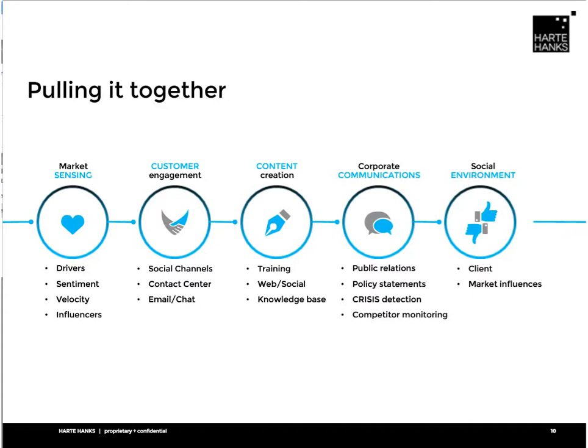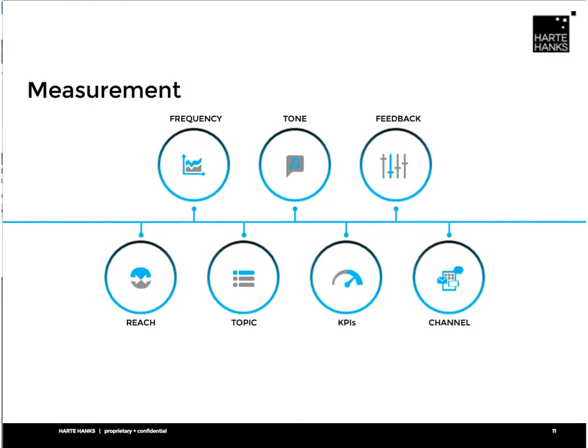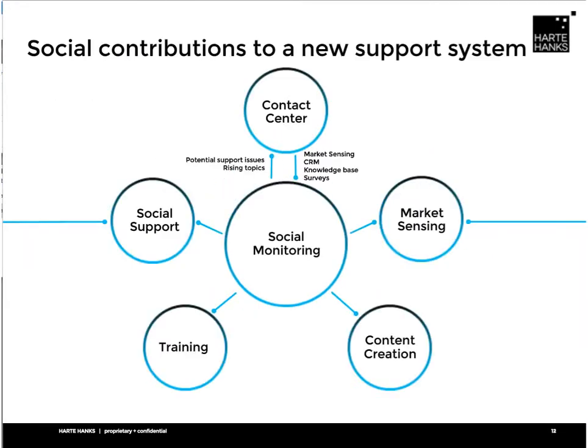full communication schedule. So I bounce over to measurement. I didn't get deep into this, but these are the types of things you'll want to talk about: frequency, tone, feedback, reach, how many people you talk to, topics and KPIs, which are harder to measure, and which channels you support. Ultimately, what you're trying to do is create an interaction where social supports your contact center, identifies issues early, creates training, feeds your support personnel, helps you understand what's going on in your marketing sensing, helps you create content, and so on.